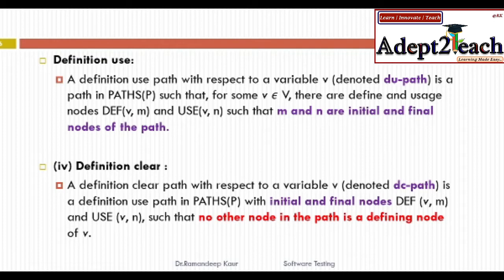So the path in between the initial node, that is the defining node, and the usage node, that is our final node, should not have a redefinition of the variable. If there is a redefinition of the variable, then it is not a definition clear path. If there is only one time definition of a variable, then we call that path a definition clear path. So implicitly all definition clear paths are definition use paths, but all DU paths are not DC paths.